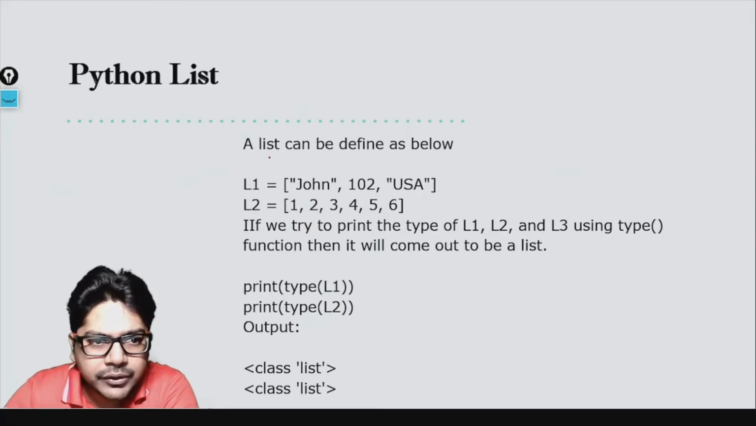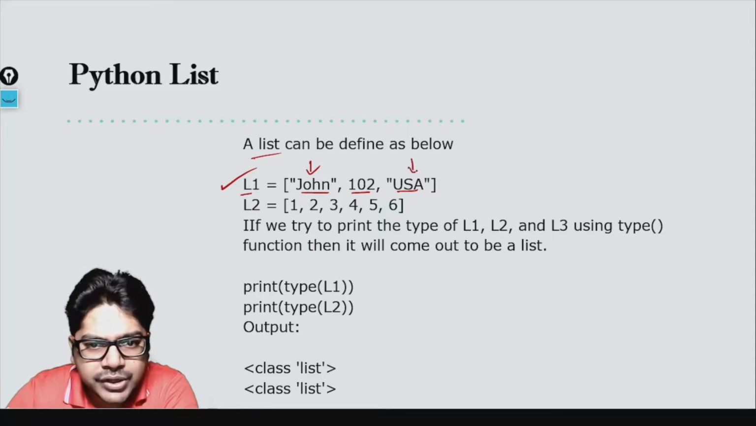So let's proceed further. So here you look at this. A list can be defined as follows. We are declaring an L1. Okay, L1 = ["John", 102, "USA"]. Now you see John is a string, so it is enclosed inside double quotes. USA is a string, it is enclosed inside double quotes. 102 is a number, an integer, it is just like that. L2, which is of integer type only, [1, 2, 3, 4, 5, 6], and if we try to print the type of L1 and L2 using the type function, it will come out to be list.